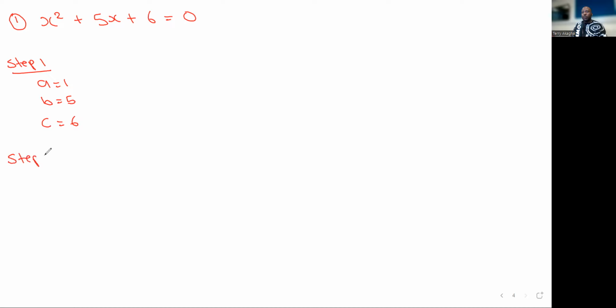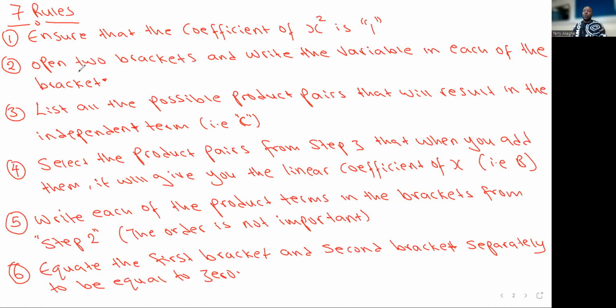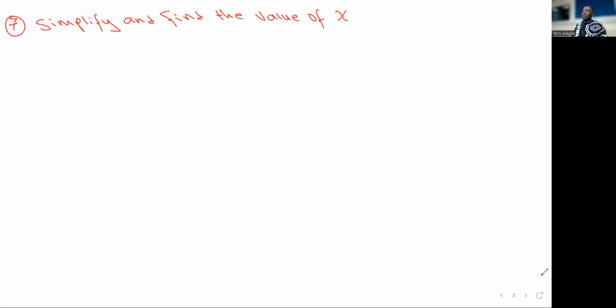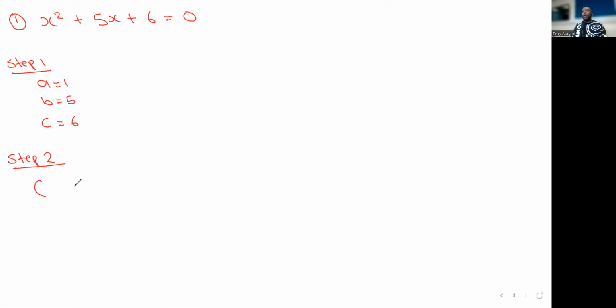Now, step 2. Step 2 says we need to open 2 brackets and write the variable in each of the brackets. So we open 2 brackets now. We have these 2 brackets. The variable is x, so you put x here and you put x here. Now step 3.